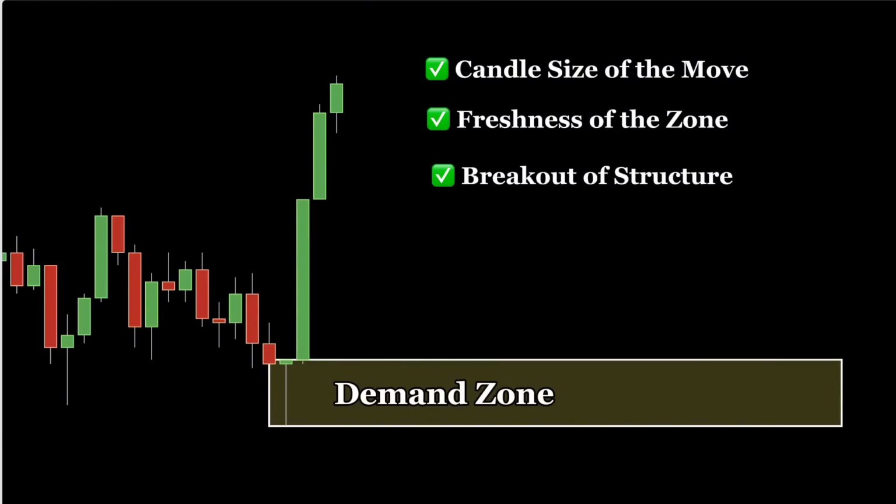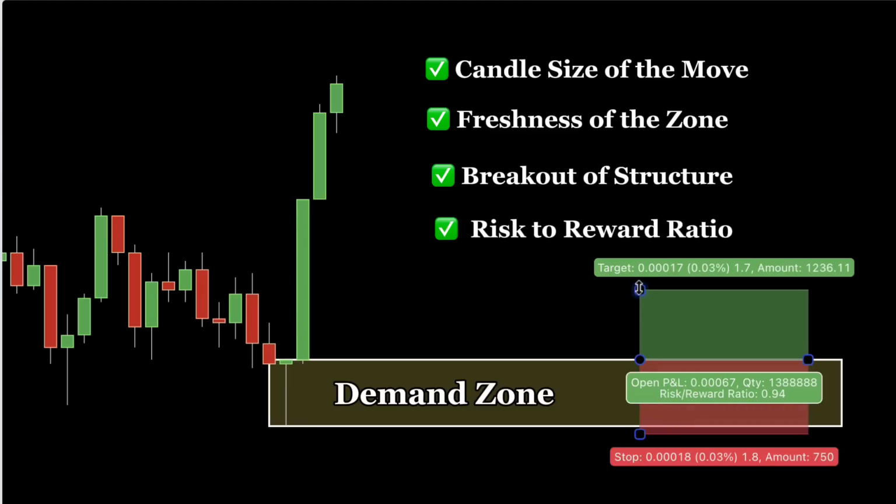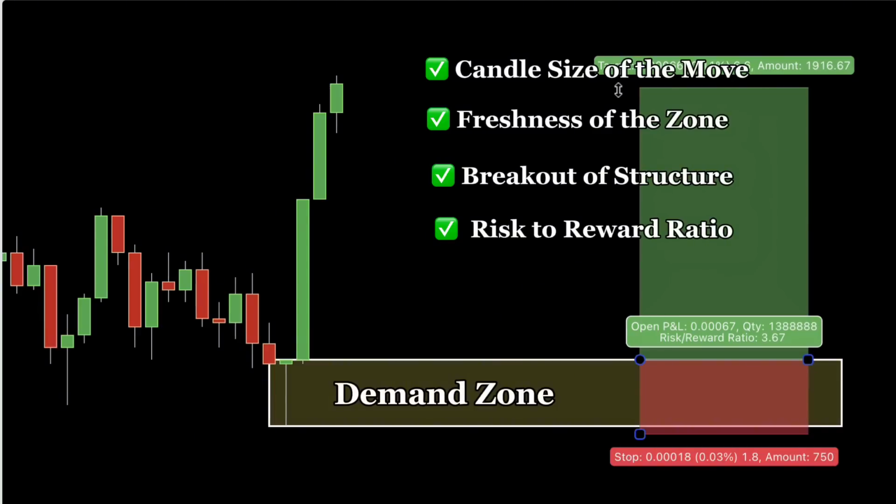Finally, and critically important, let's confirm our risk-to-reward ratio. From our potential entry point at this zone, we clearly have at least a 3-to-1 reward-to-risk setup, exactly our minimum standard. Even if not every trade is a winner, consistently taking trades with a strong risk-to-reward ratio ensures long-term profitability. So, based on our 4 powerful criteria, strong candle size, zone freshness, a clear breakout of market structure, and the right risk-to-reward ratio, this zone absolutely qualifies as a high-probability demand zone.